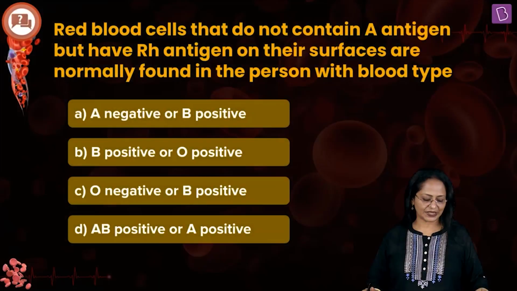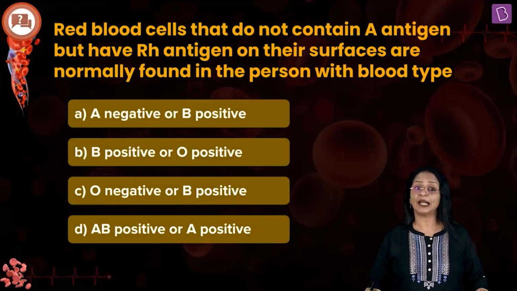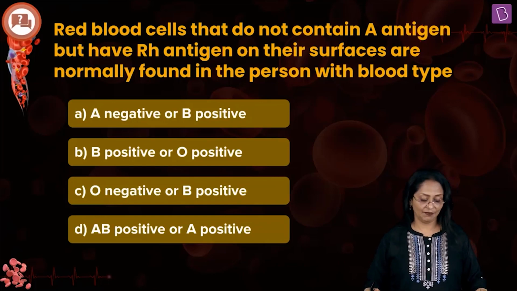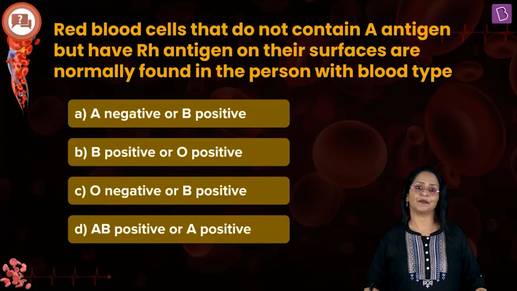Let's now look at this question. Red blood cells that do not contain A antigen but have Rh antigen on their surface are normally found in the person with the blood type: A, A negative or B positive; B, B positive or O positive; C, O negative or B positive; D, AB positive or A positive.